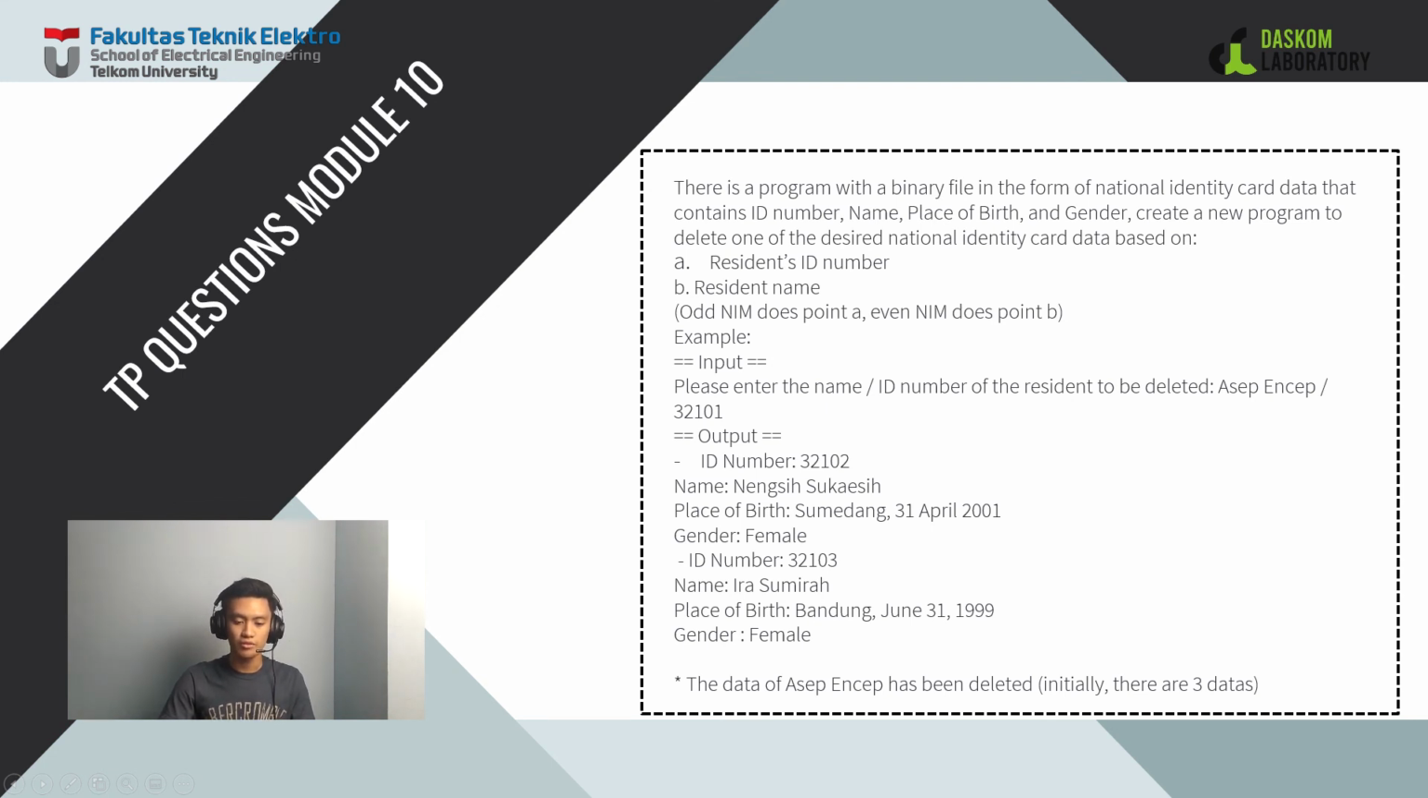And for the even name, that's point B, so you can input the name that you want to be deleted. For example, I want to delete the second data, so I input Nengsi Sukaisi. Then the output will only be 2 data without the data with the name Nengsi Sukaisi.